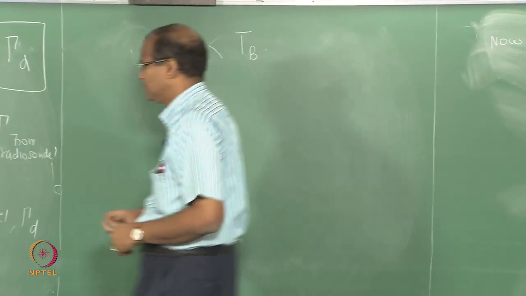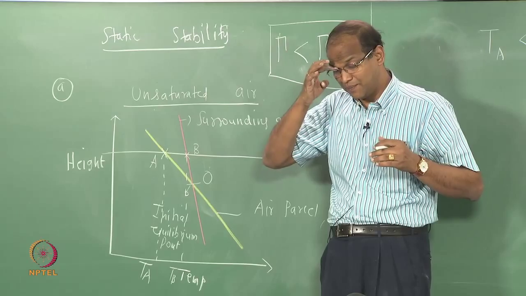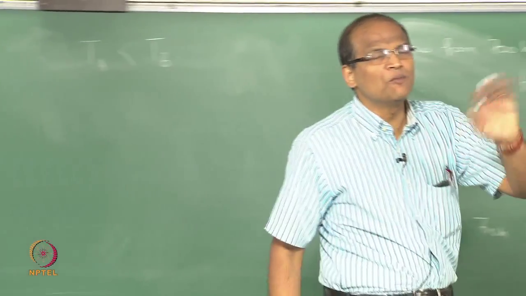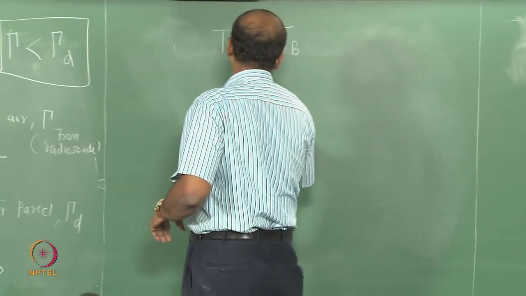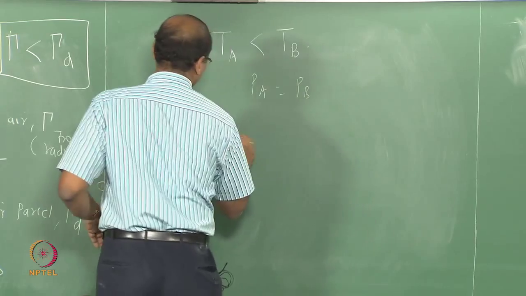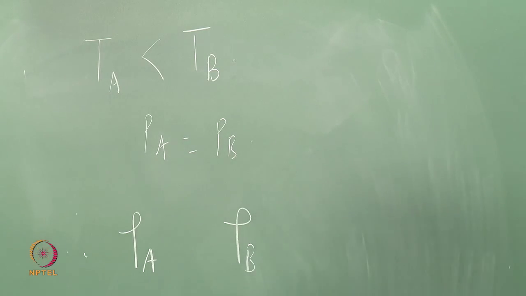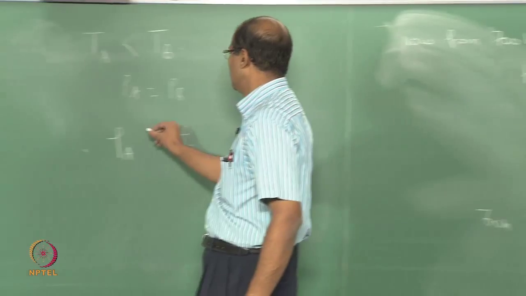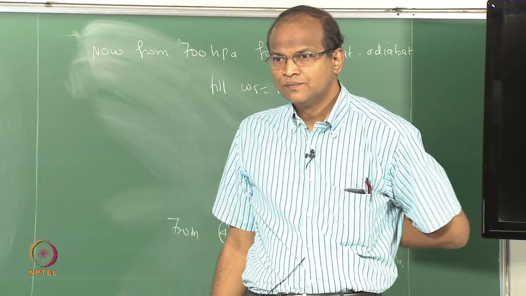But once you push, within a very small amount of time, the air parcel gets its pressure adjusted to the pressure of the surrounding. That is the assumption. So don't worry about the pressure, it remains the same, but the temperature is different. So what will happen to the density? Very good. Rho A is? A is the parcel and B is the air.